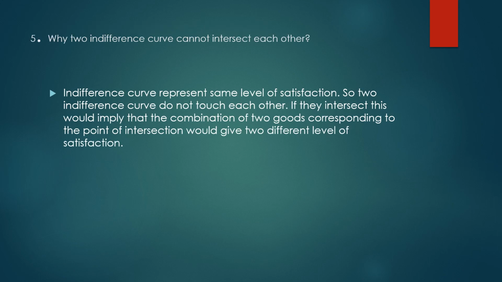Okay, next is, why can two indifference curves not intersect each other? As indifference curves represent the same level of satisfaction, no two indifference curves can touch each other. If they intersect each other, it implies that the combinations of two goods corresponding to the point of intersection would give a different level of satisfaction. That will not justify the definition of an indifference curve. So we can say that indifference curves cannot intersect each other.